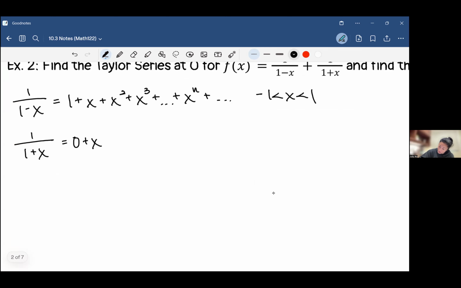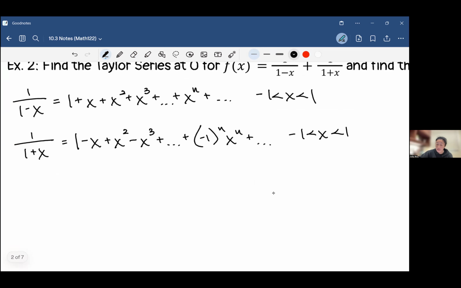All right, so we actually start with 1 minus x plus x squared minus x cubed plus, I'm going to keep going. I can't just write x to the n here. I have to do the -1 to the n. That gives the alternating sign, x to the n plus. Now, good news for us. This one has the same interval of convergence as the other one. So where do they overlap? It's just going to be right there. Okay, so our interval of convergence for this one is just from -1 to +1.